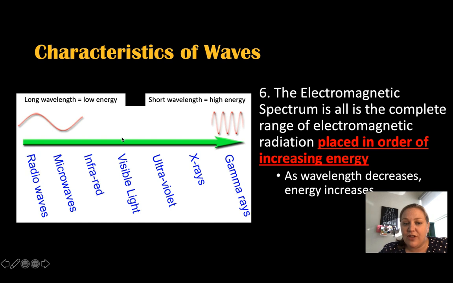So, rule of thumb, visible light and below is safe for us. Above visible light can cause us harm. And that has to do with the amount of energy those waves are carrying and what it can do to our cells when our cells encounter that energy.